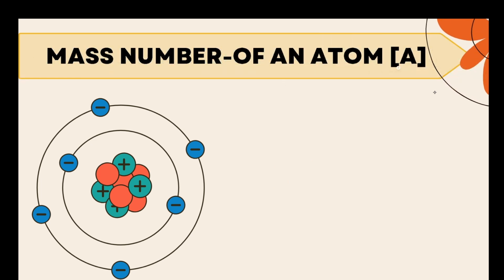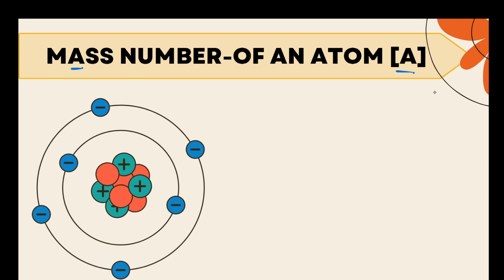It is represented by capital A, very important. How will you remember? In the word mass you are having letter A. So keeping that in mind, that the word mass has a letter A, you will remember that mass number is represented by capital A. And what is mass number?